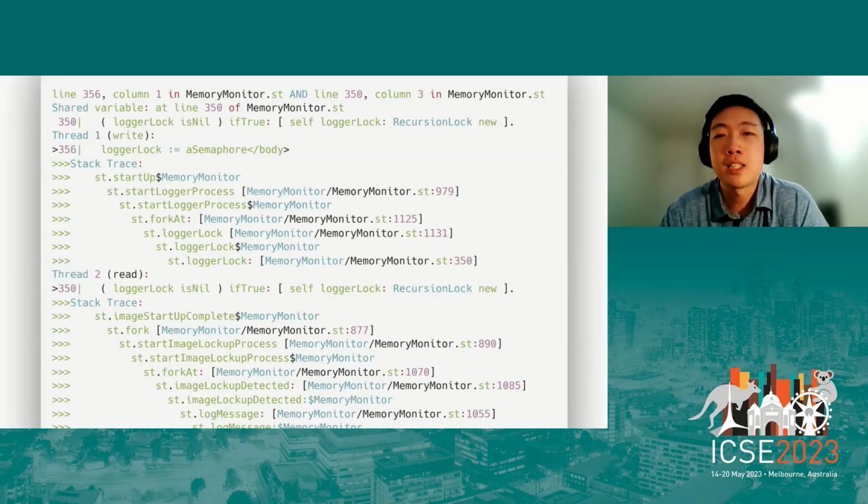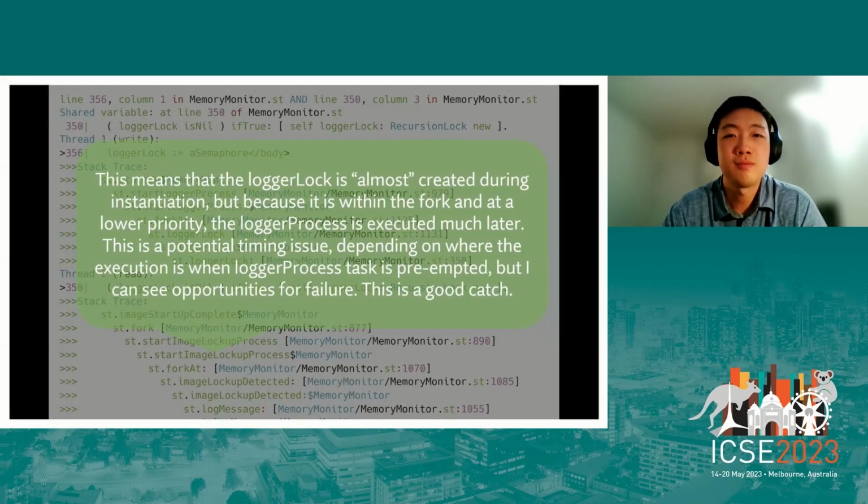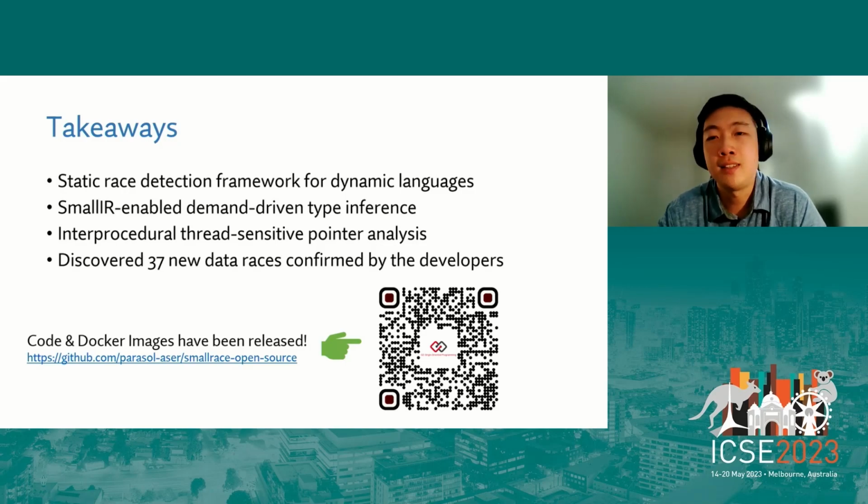So we have also received comments from our industrial partner for our risk finding in the memory monitor. So in this talk, we present the design and implementation of SmallRace, the first end-to-end static risk detection framework for Smalltalk. SmallRace addresses several technical challenges in analyzing dynamically typed language features using the demand-driven type inference and interprocedural thread-sensitive pointer analysis. This framework has demonstrated real value in an industrial setting.